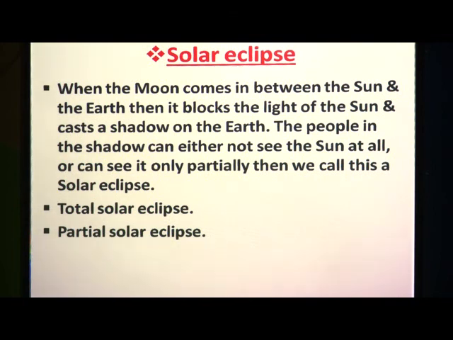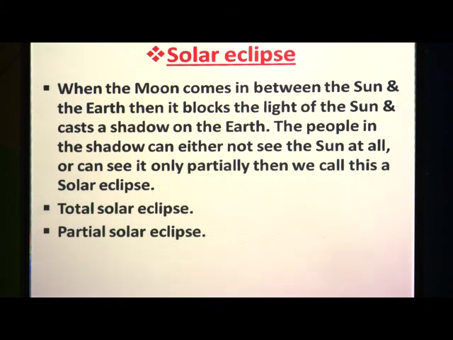But another thing you have to keep in mind is that you should never watch a solar eclipse directly, not even through sunglasses. Why? Because the light from the sun is very strong and can damage your eyes.